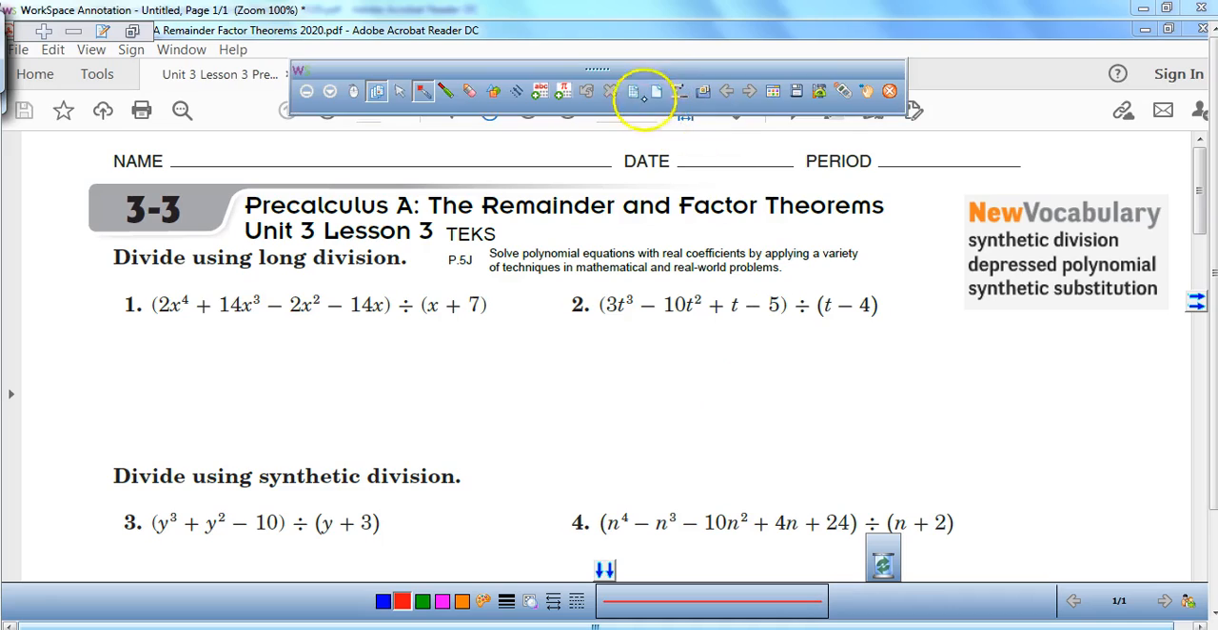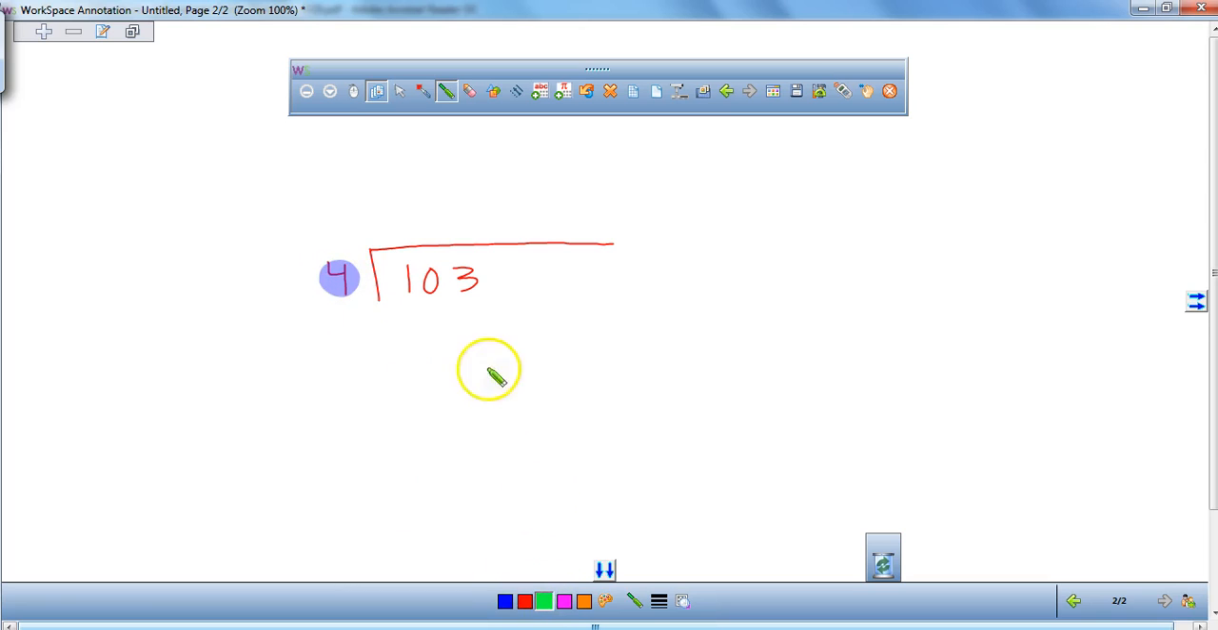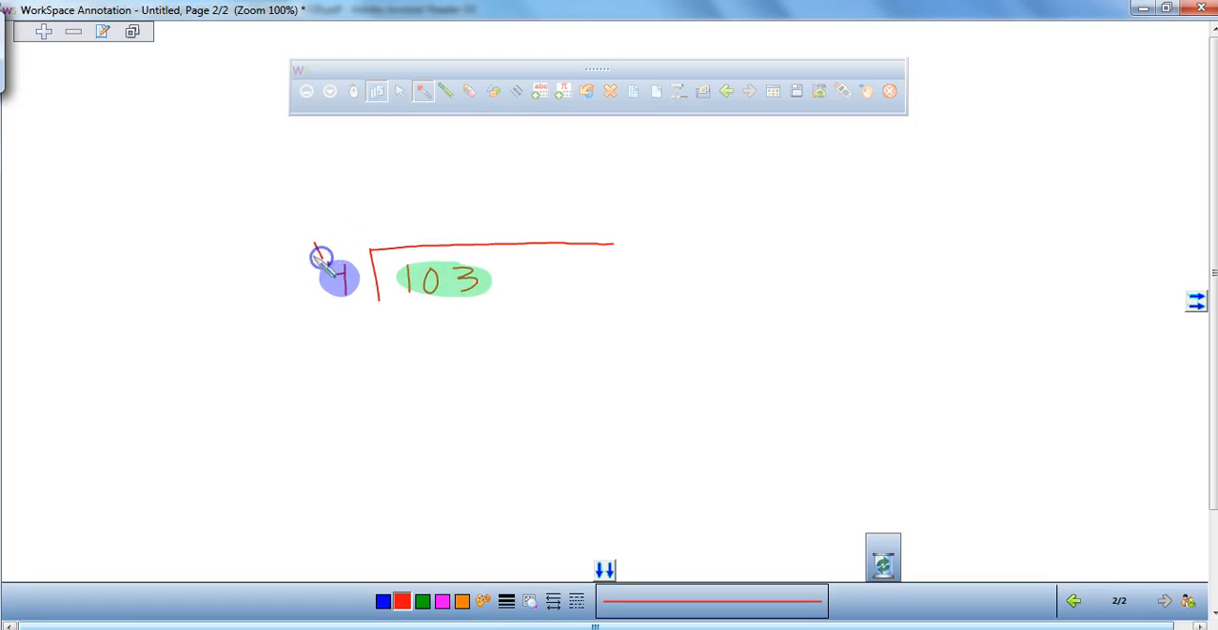So let's do a quick little review of what long division is. Let's say, I don't know, 4 into 103. We're going to talk about what different things are, just a quick review. 4 is your divisor, so that right there is called your divisor. This right here is called your dividend. Make a better E. There we go, dividend. And the answer is going to be called the quotient.